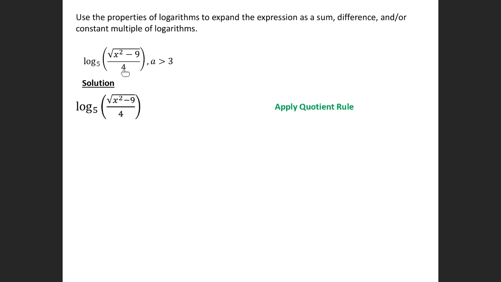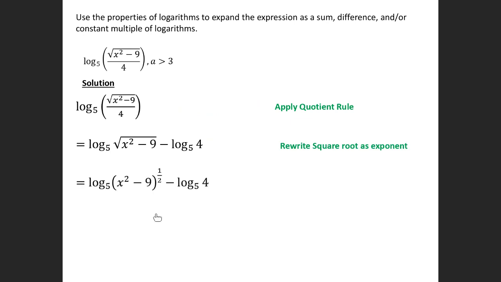So we have 1 log, we want to separate it. So notice that these are being divided, so we can apply the quotient rule, which means that we can separate into division. So the numerator, and then minus the log of the denominator. We have a square root, so we can rewrite that as a fraction. So let's do that. So instead of the square root, we're going to write it as an exponent, as a fraction.